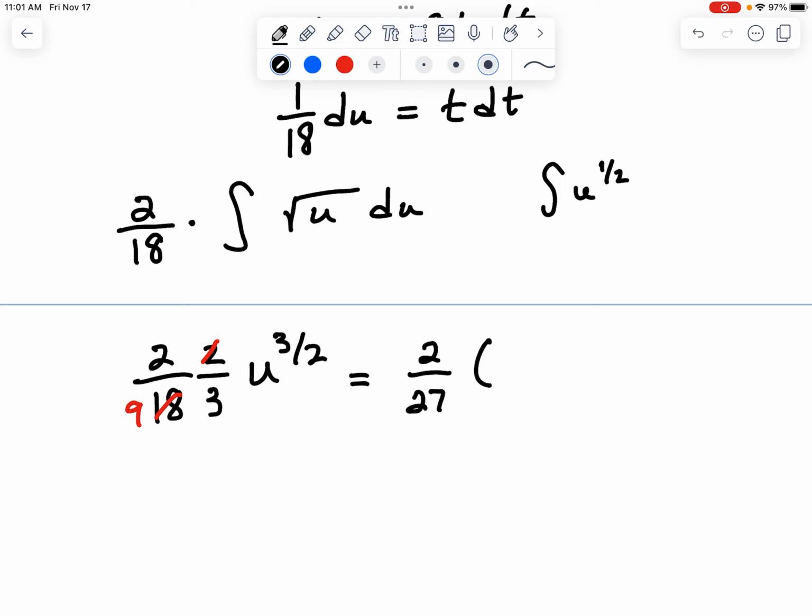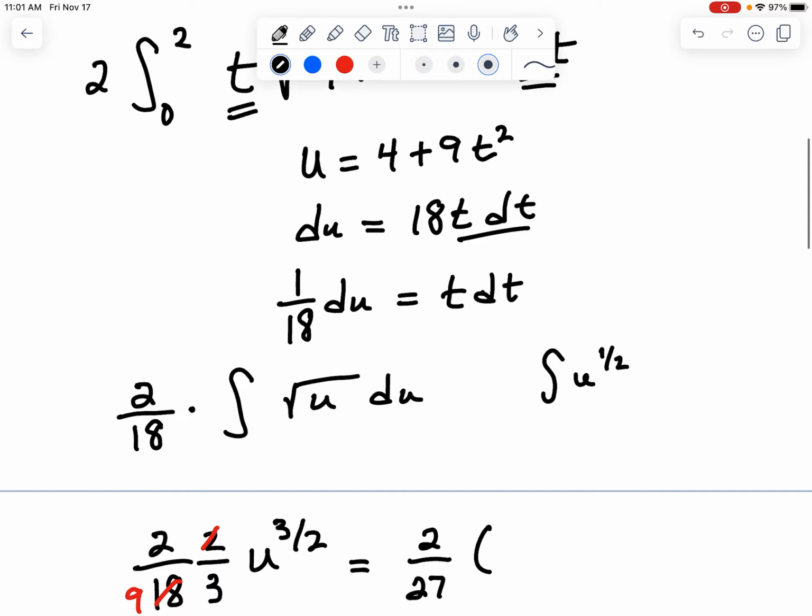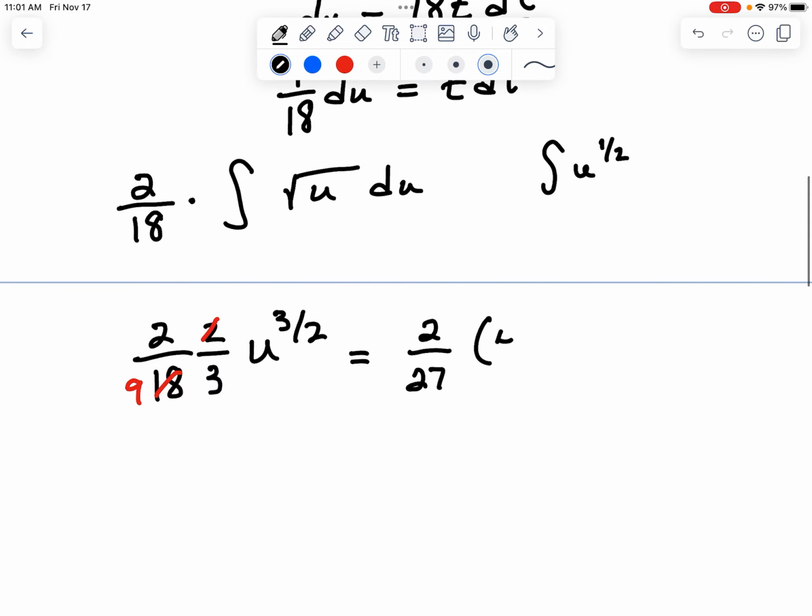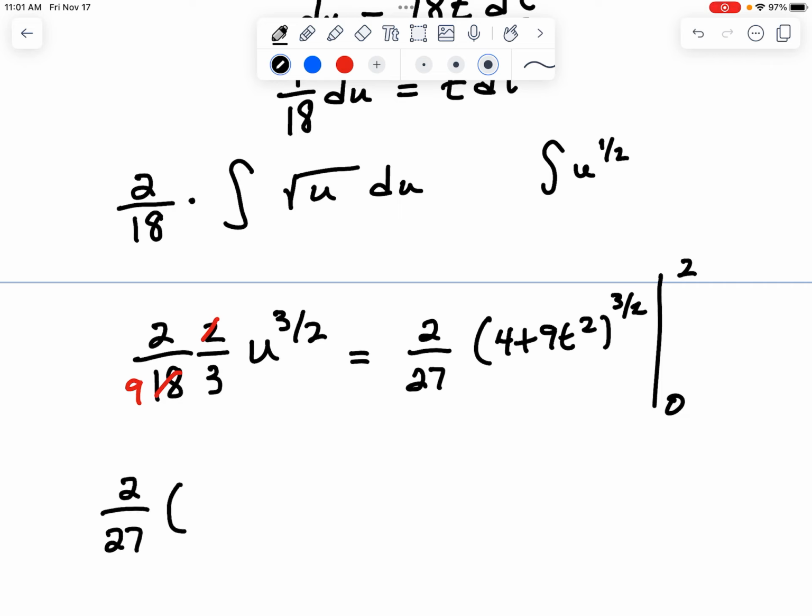And then replace the u with 4 plus 9t squared. 4 plus 9t squared raised to the 3/2, and then evaluate from 0 to 2. So that's 2/27. And then when you substitute the 2 in for t, that's going to be 4 times 9 is 36 plus 4 is 40. And then that's raised to the 3/2 power.